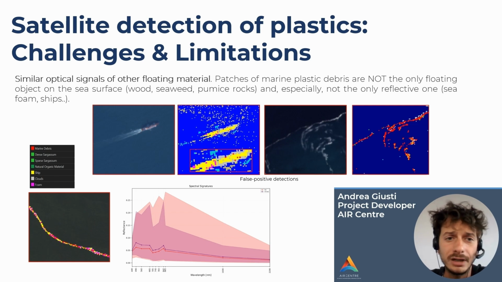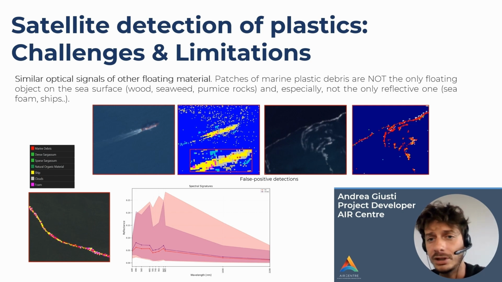Moreover, some of these objects can be just as reflective as plastic. For example, sea foam and even ships or other types of structures. In the picture you see, we bring here an example of marine debris and foam. And you can see how they show similar reflectances in the visible to near infrared spectral range.